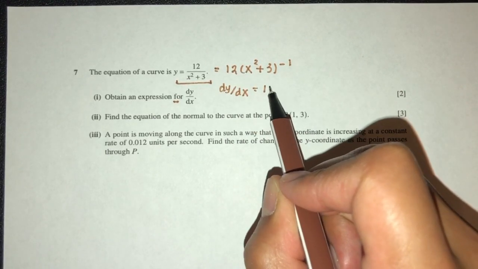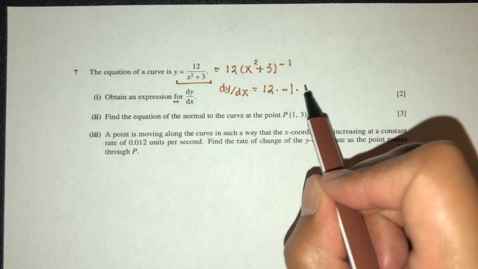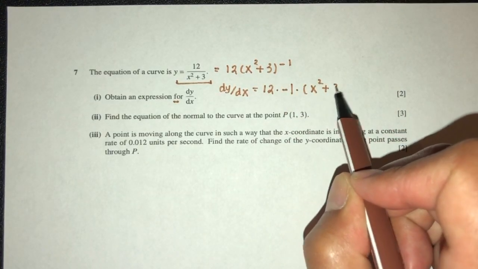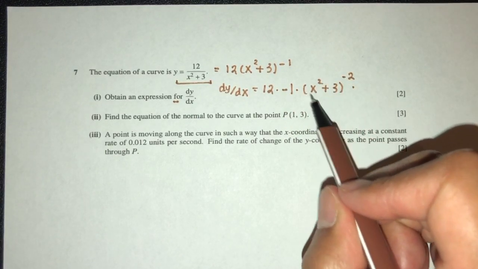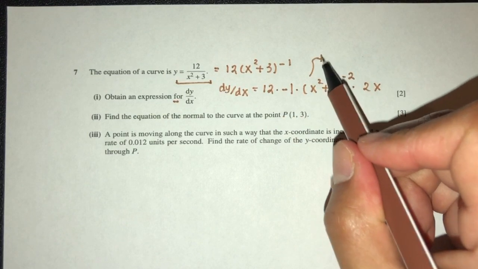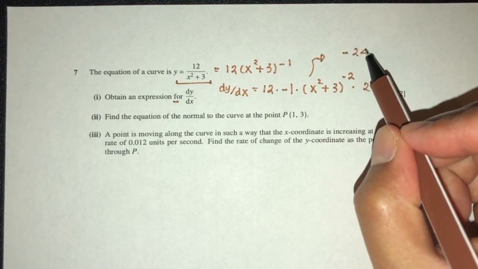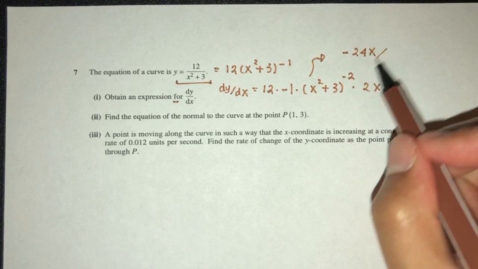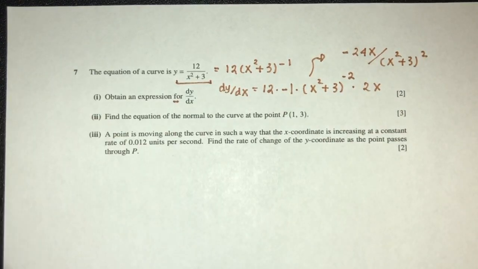12 is 12, we don't care about 12. Here we have to first multiply by the power, minus 1. Then we have to minus 1 from the power, it should be minus 2. Multiply by d by dx of the value inside, that will be 2x. Now from here we can simplify, that will be minus 24x over (x squared plus 3) squared. Okay, so here you will have this as dy by dx.